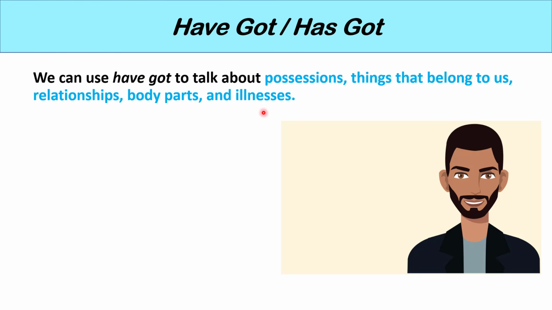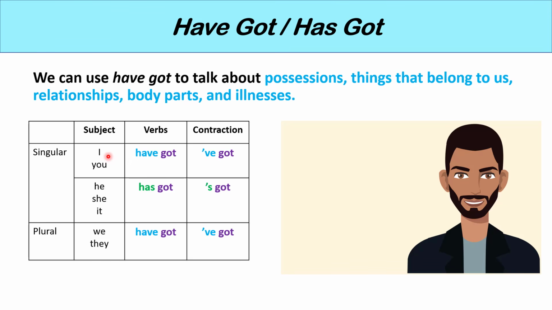parts, and illnesses. We say, I have got, you have got, or I've got, you've got. He has got, she has got, it has got, or he's got, she's got, it's got. We have got, they have got, or we've got, they've got. For example, he's got brown eyes. He's got a beard. He's got short hair. And in the negative form, we say, he hasn't got blue eyes.